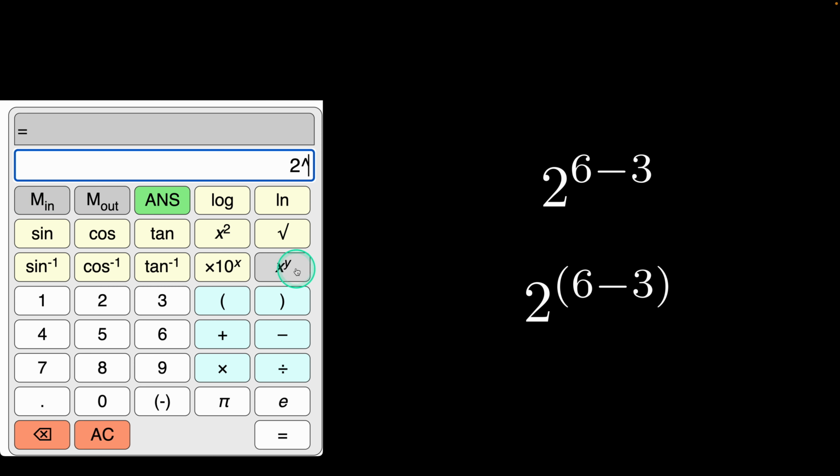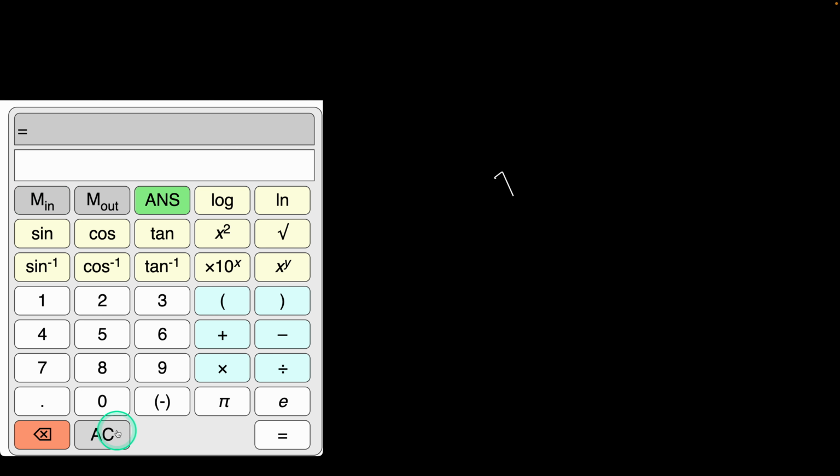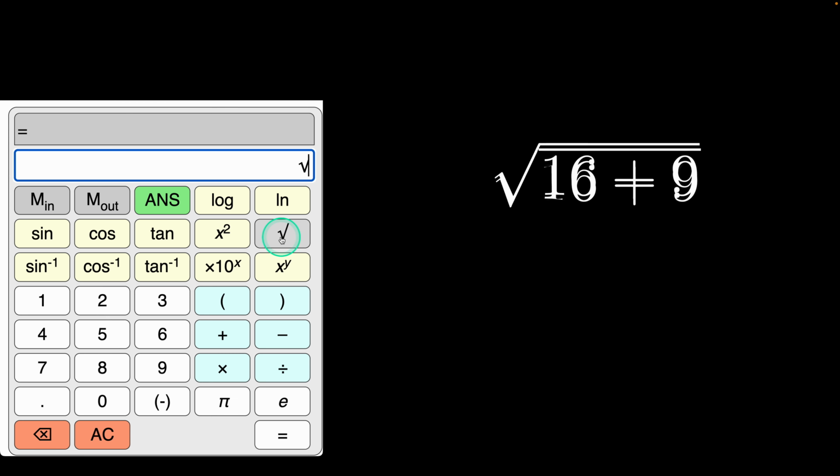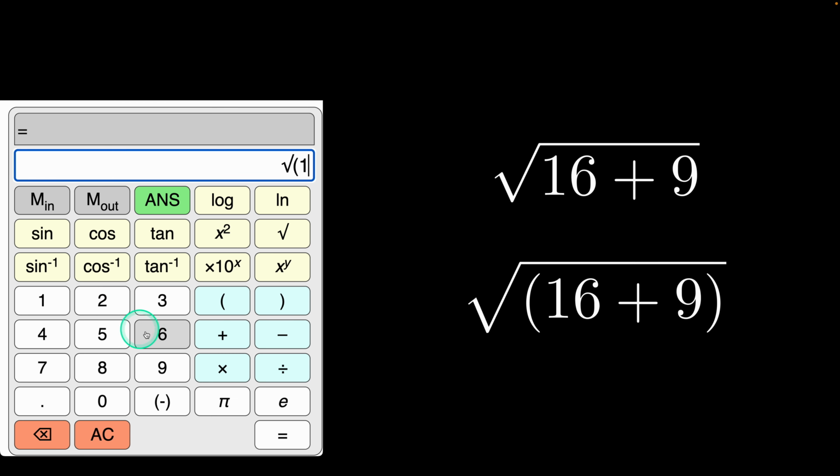Sometimes the exponent can also involve a calculation. As a rule of thumb, if there's a calculation, it should be enclosed in parentheses. If you have a calculation inside a square root, it should also be enclosed in parentheses.